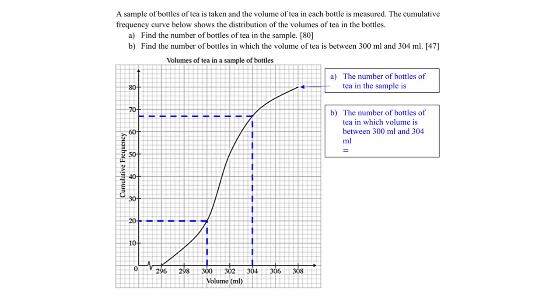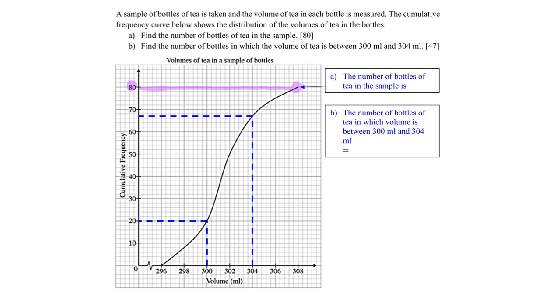Hello everyone, welcome to this video where we are going to explore a problem where we are given a sample of bottles of tea and the volume of the tea in each bottle is measured. And we are given the cumulative frequency curve. Find the number of bottles that is given in this sample. So they are essentially asking us how many bottles of tea were in this sample. We are actually looking at the total number.